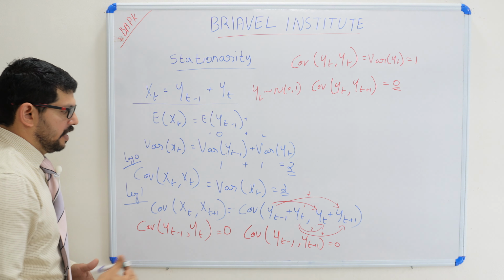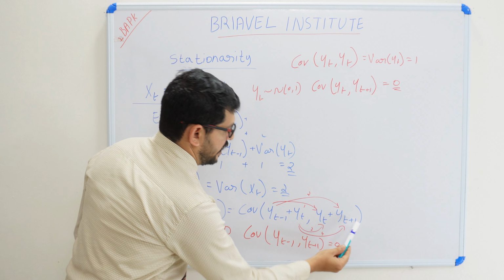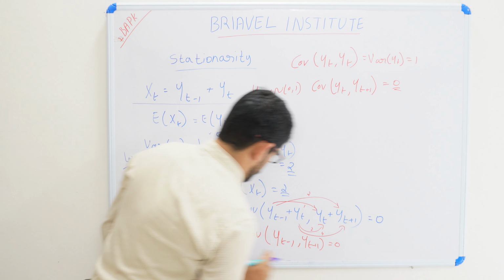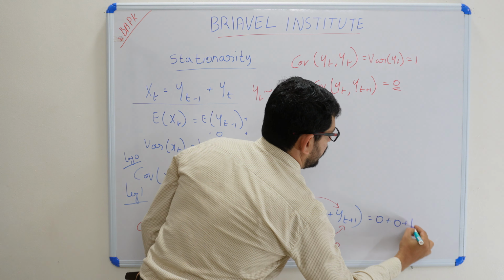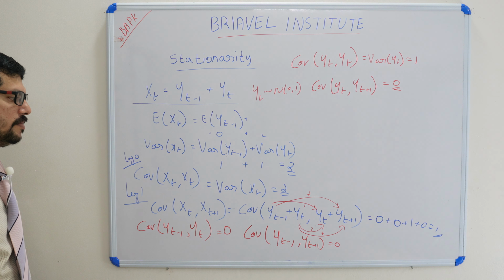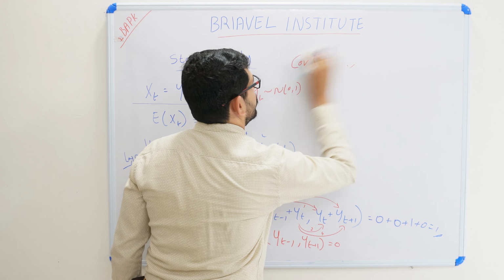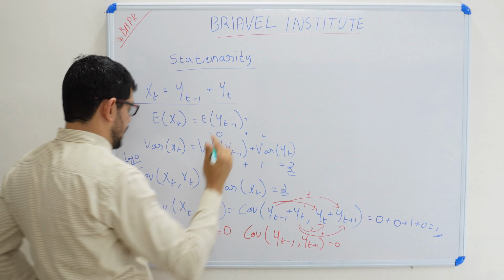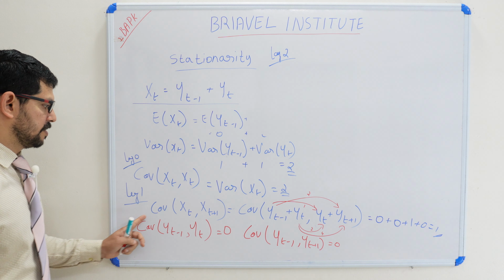So total entire process covariance of yt minus 1 plus yt, yt plus yt plus 1, this all terms has to plus it. So 0, here it is 0, then plus 0, plus here it is 1 plus 0, it's 1. You got the value 1. So lag 1 is 1. Next has to check the lag 2. Now we are going to check the lag 2.